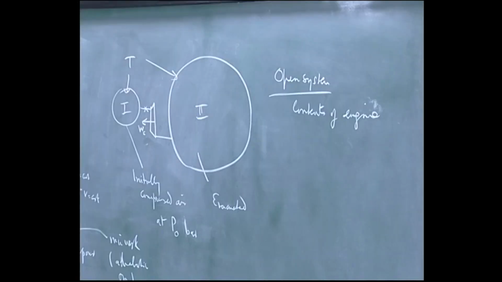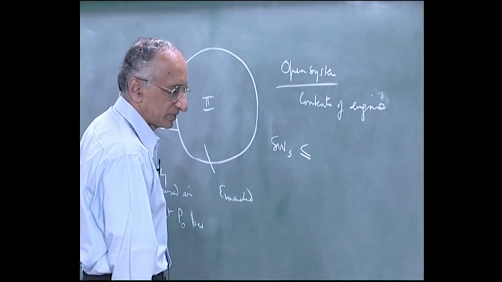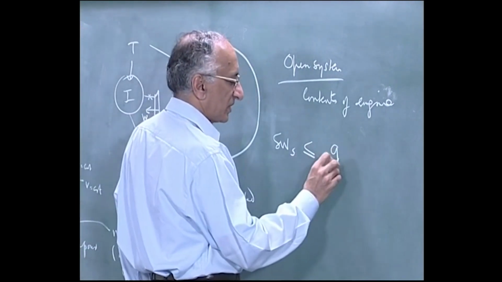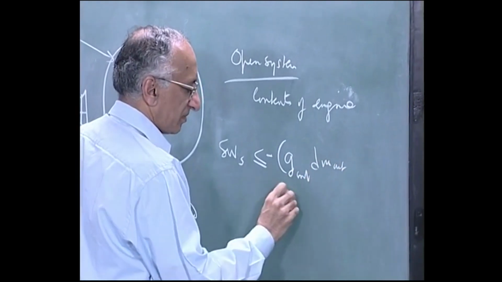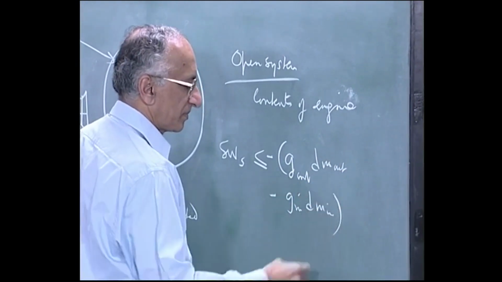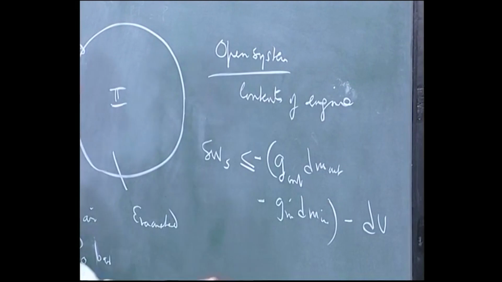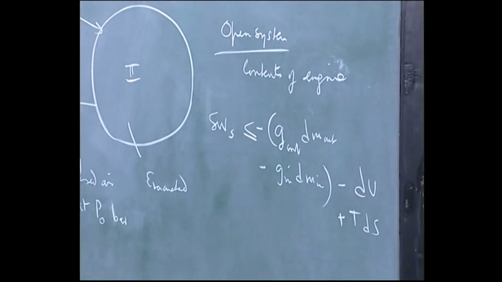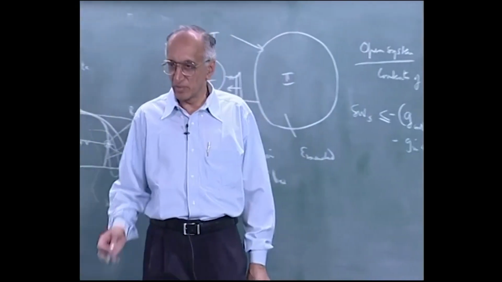We derived an expression for the work done. If you remember, this expression had delta Ws less than or equal to, it was in isothermal operation, it was G out dm out minus G in dm in, minus you had this du minus T ds, of which at steady state we said du and ds are 0.